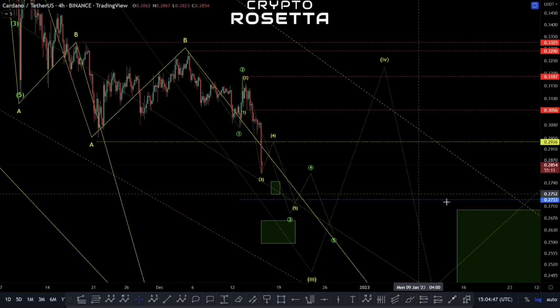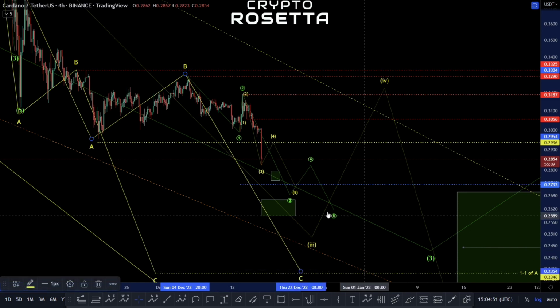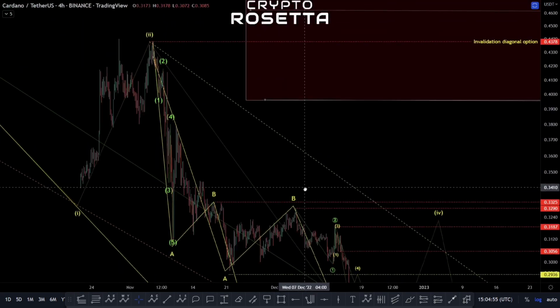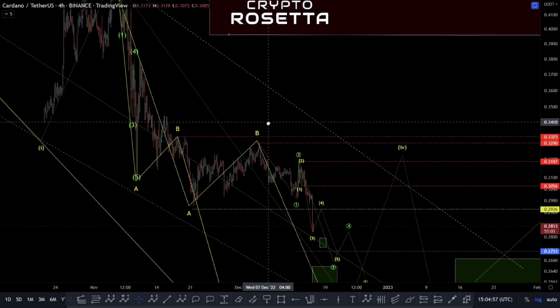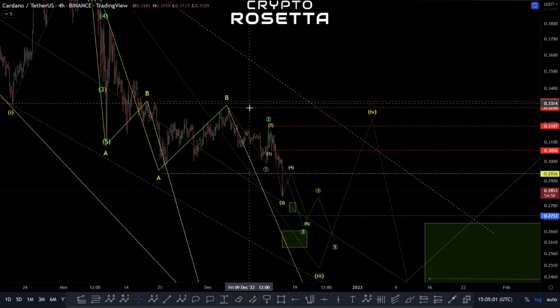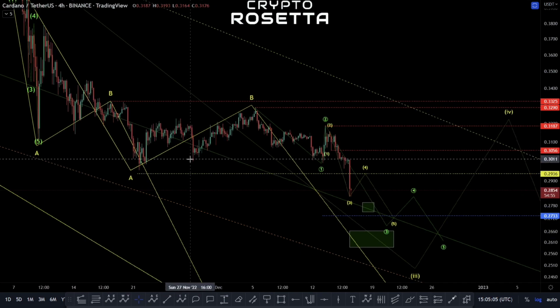Basically within this move, what we were looking for is the potential that we are within the C wave to the downside, and what we're looking at here is a potential diagonal shape, but we would be looking for more confirmation of this by forming a 5-wave move off these points here. So there's two ways of looking at it.